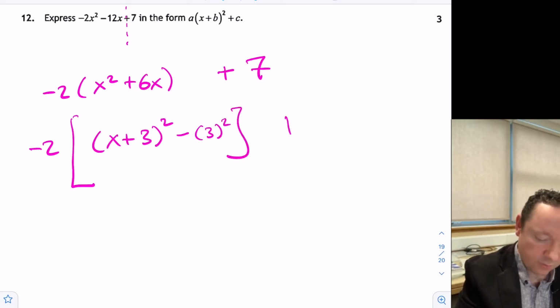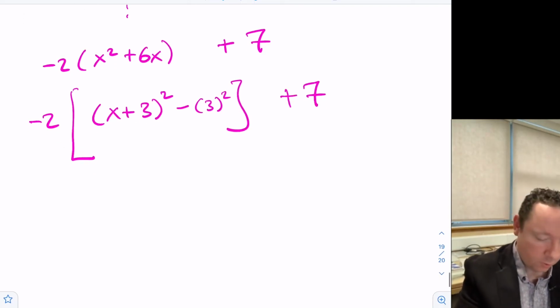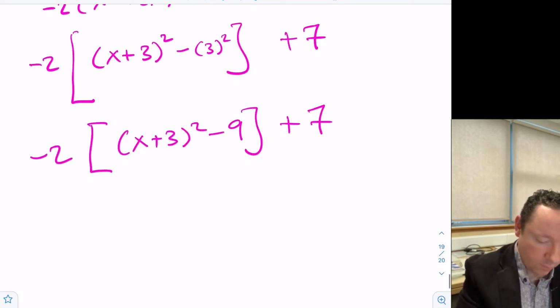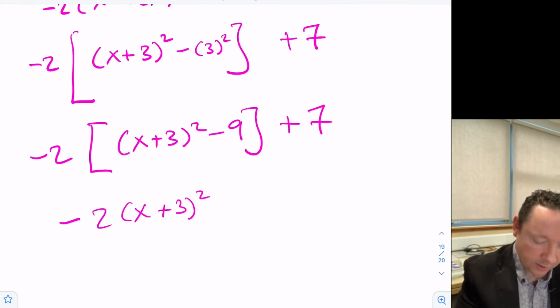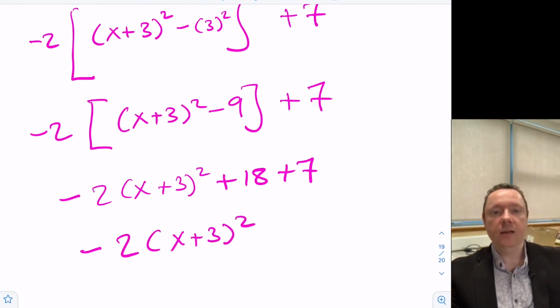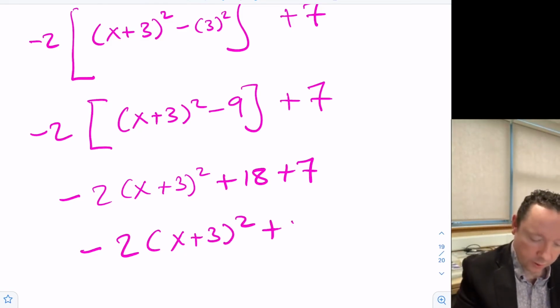But I've still got plus 7 hanging out on the end. So I've got minus 2, x plus 3 squared, minus 9, plus 7. Expanding that, I've got minus 2 times x plus 3 all squared. Minus 2 times minus 9 is plus 18, but I've still got plus 7. 18 plus 7 is 25, so plus 25.